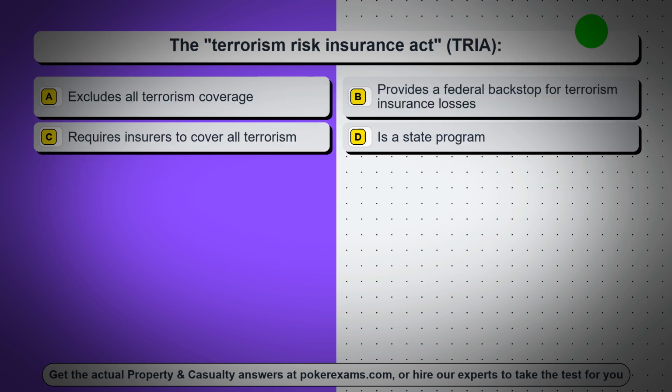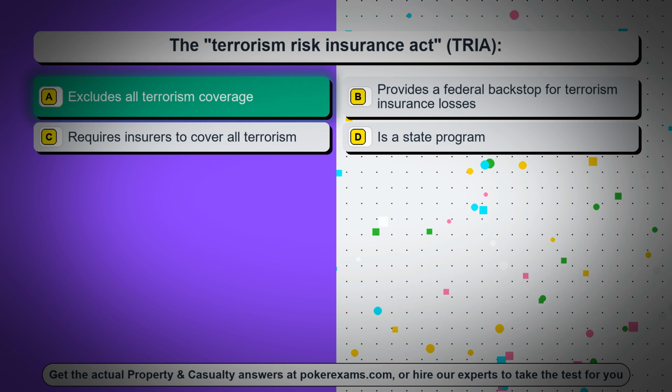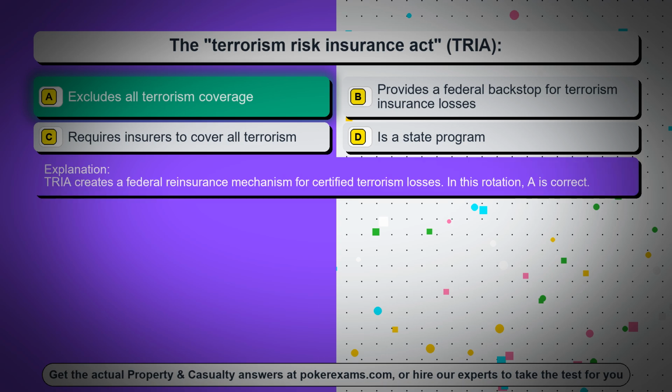Question 32. The Terrorism Risk Insurance Act, TRIA. Option A, excludes all terrorism coverage. Option B, provides a federal backstop for terrorism insurance losses. Option C, requires insurers to cover all terrorism. Option D, is a state program. The correct answer is option A, excludes all terrorism coverage. TRIA creates a federal reinsurance mechanism for certified terrorism losses. In this rotation, A is correct.